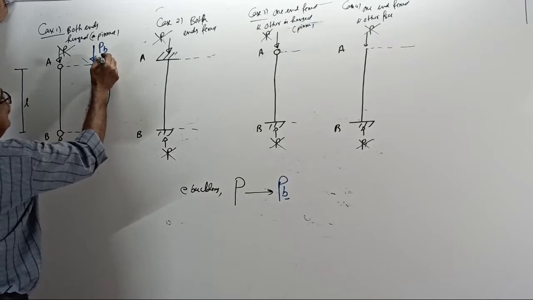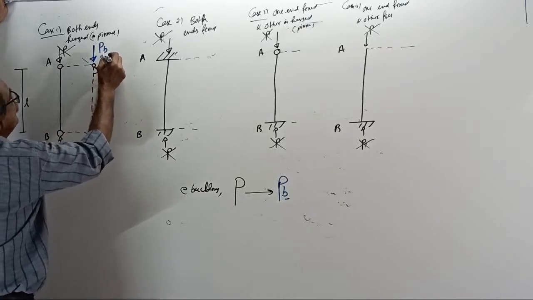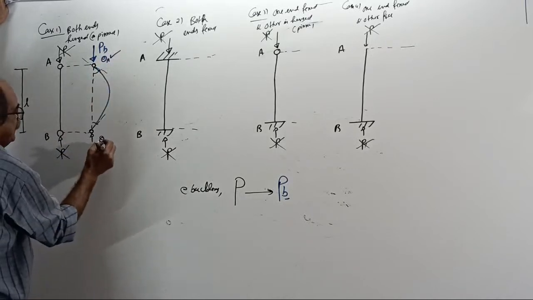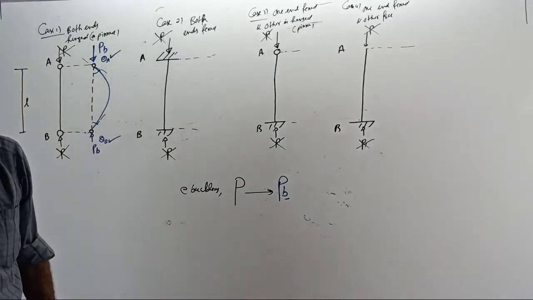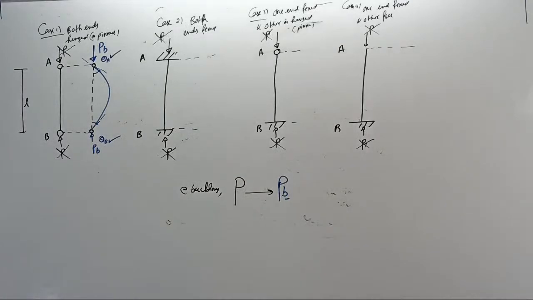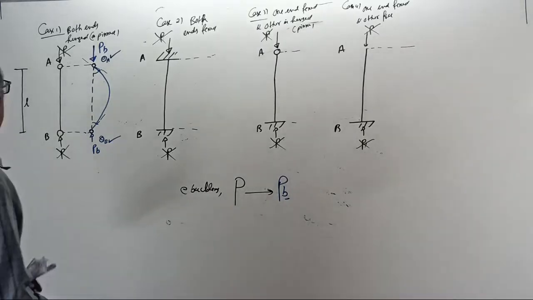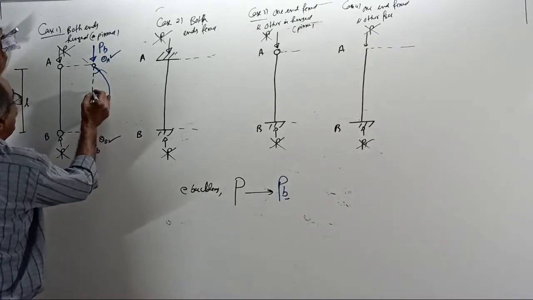Notice here. Theta at A is there. Theta at B is there. Yes or no? Theta is the slope. A pinned end can rotate. Clear or not? Theta A is there, theta B is there. Yes, and remember, y is the deflection.